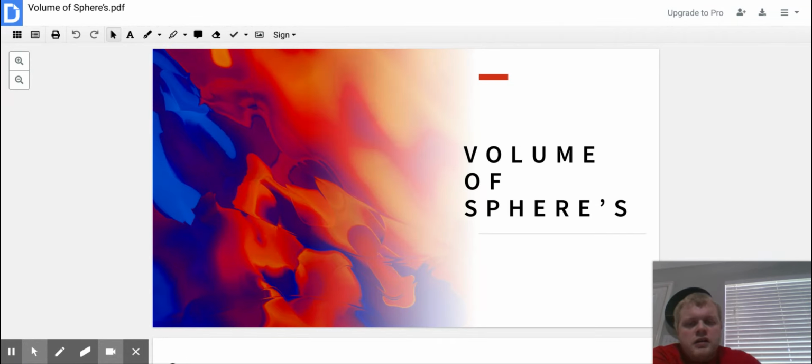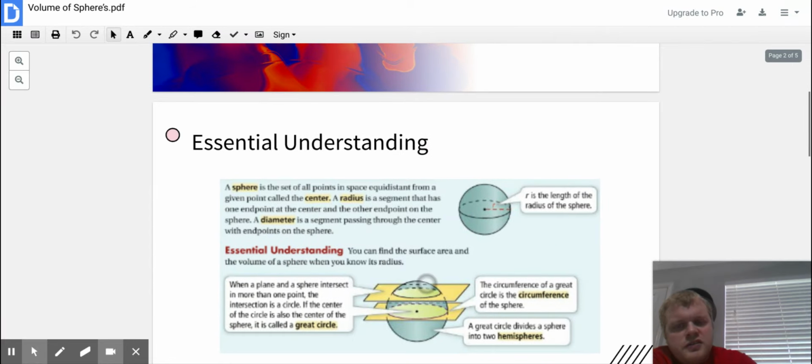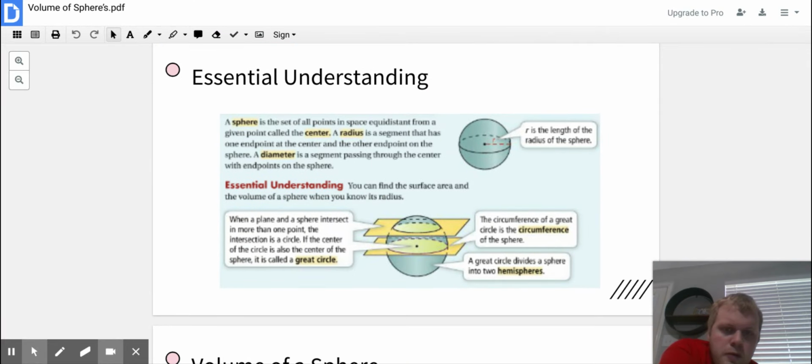All right, so in our first slide, the essential understanding, it's a lot of the same vocabulary that we saw before. A sphere is a set of all points in space equidistant from a given point called the center. A radius is a segment that has one endpoint at the center and the other endpoint on the sphere. A diameter is a segment passing through the center with endpoints on the sphere. So you can find the surface area and the volume of a sphere when you know its radius.